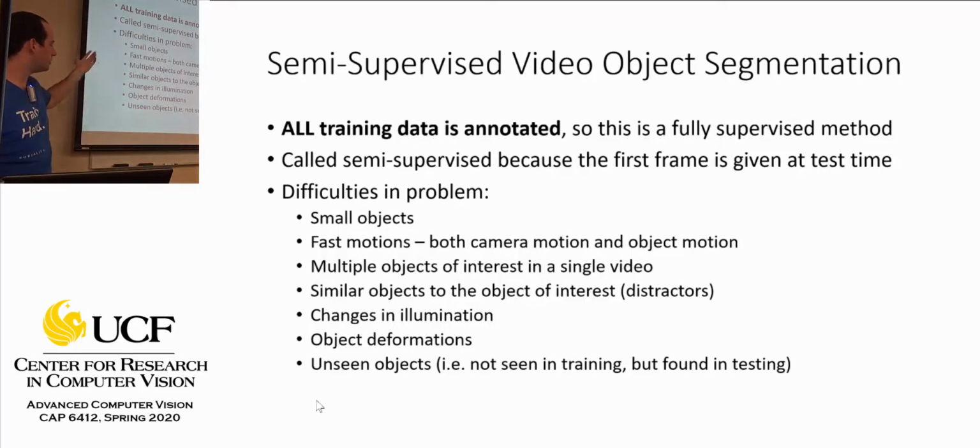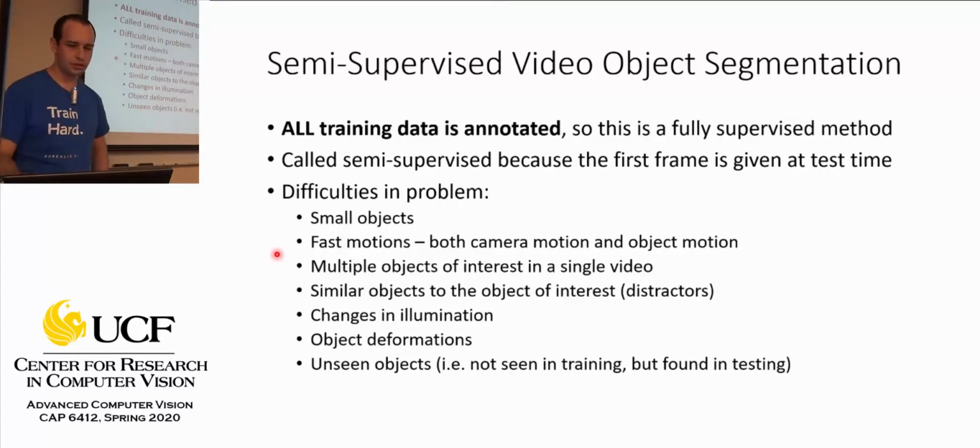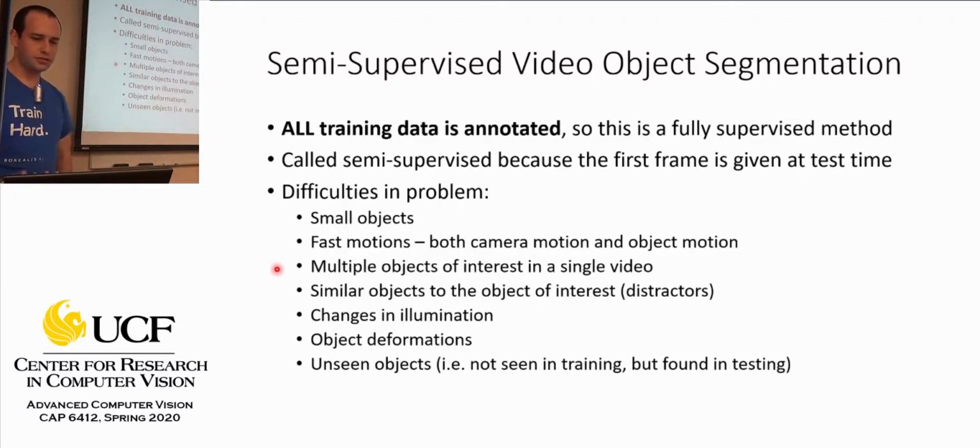Okay. So it's not a simple problem. There are multiple different difficulties. We have small objects, fast motions, both camera motion and object motion. There could be multiple objects of interest in a single video. I'll show you some examples later. There could be similar objects to the object of interest. So if you saw the last video, there were multiple deer. So a network might simply segment all the deer, or the segmentation for that single deer might move over to other deer because they look very similar.